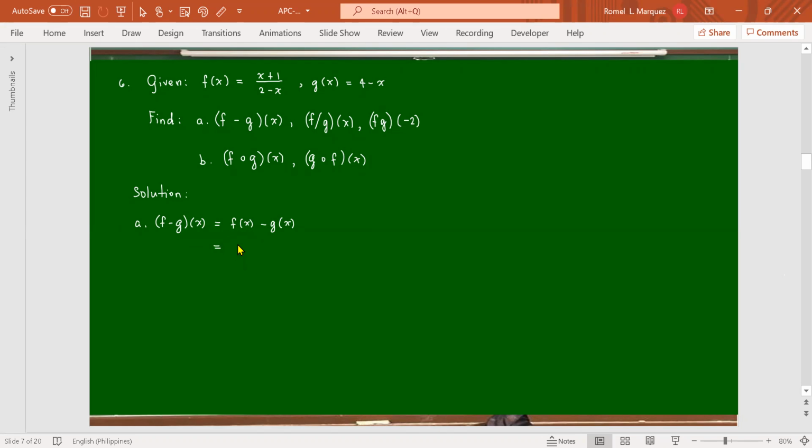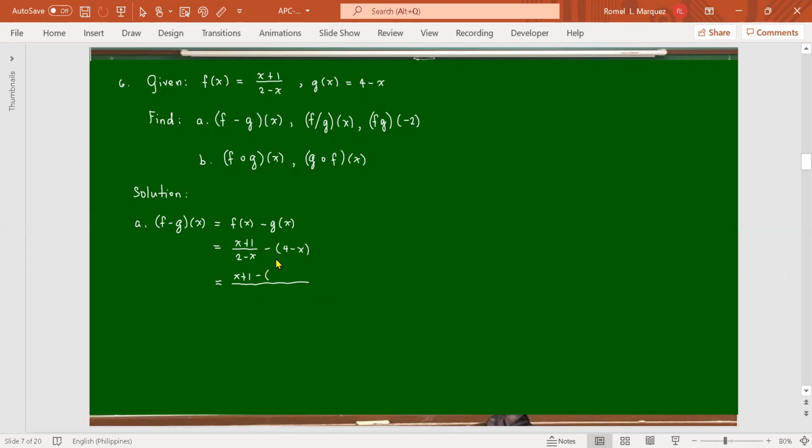Okay, what is f of x? x plus 1 all over 2 minus x. g of x is 4 minus x. Let's combine into a single fraction. So denominator is 2 minus x, that's the LCD. So x plus 1, 2 minus x multiplied sa 4 minus x, we get what, guys?